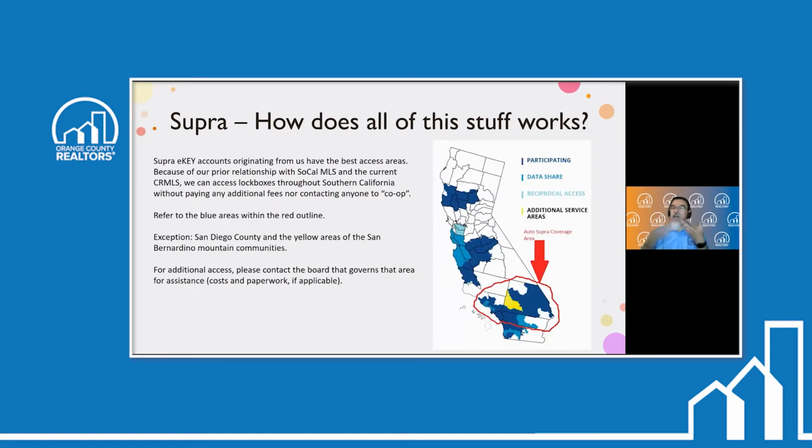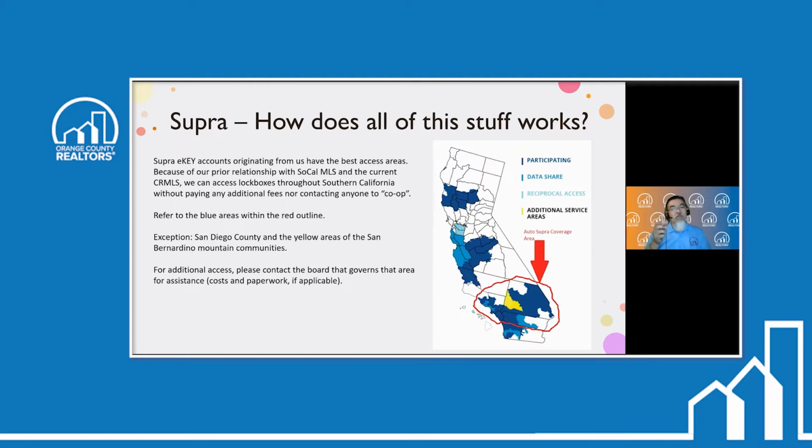So you're asking yourself, where can I access the lockboxes? Well, once you get the key service from us, you can access it throughout most of Southern California. I drew it freehand of the areas that you can access. Those areas in blue cover portions of Ventura County, LA County, most of San Bernardino County, most of Riverside County, and all of Orange County. You can access lockboxes in those areas without doing a thing. That's because of our previous data shares with our MLS service and the current MLS service that we use, CRMLS.